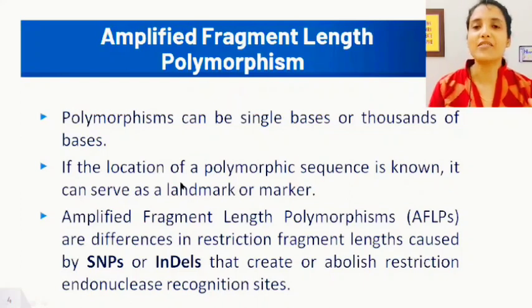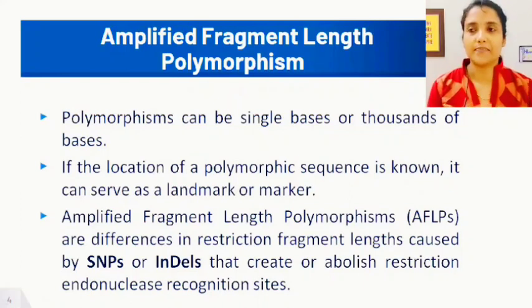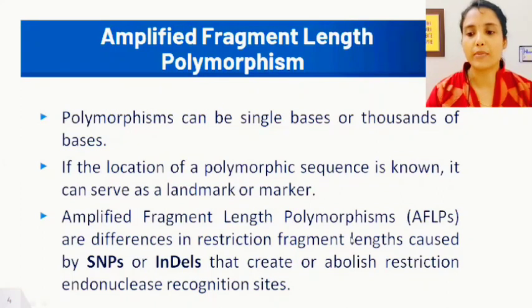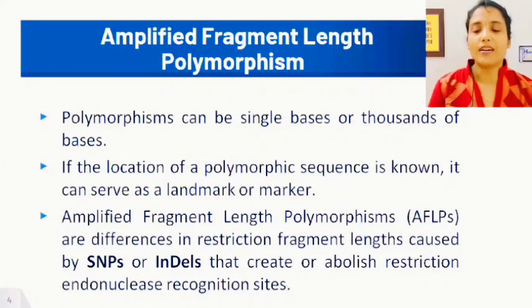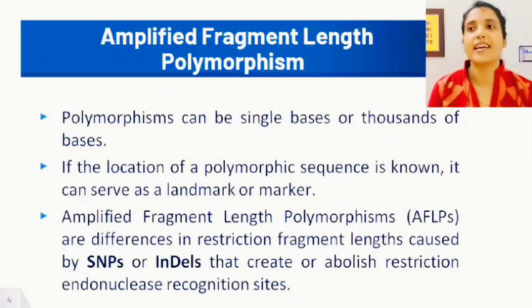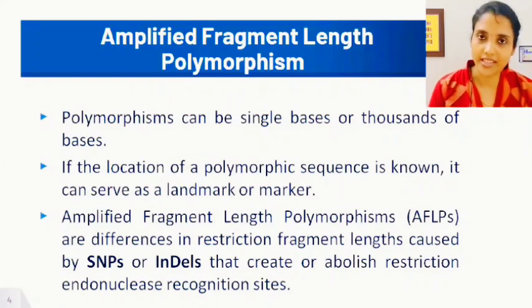So landmark is something which gives you a distinguishable portion to identify a particular genomic segment. Okay. So amplified fragment length polymorphisms are differences in restriction fragment lengths caused by SNPs or indels. I'll be telling you what those are, that create or abolish restriction endonuclease recognition sites. So if you know about restriction enzymes, you might also know that the restriction enzymes, they go and cut at a particular restriction site. They have a particular recognition site.